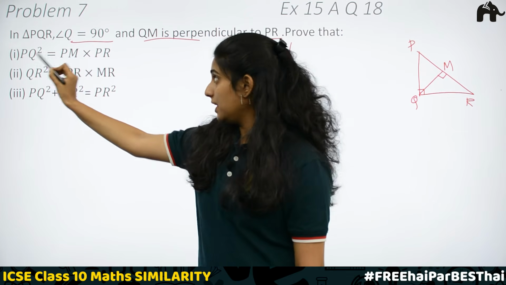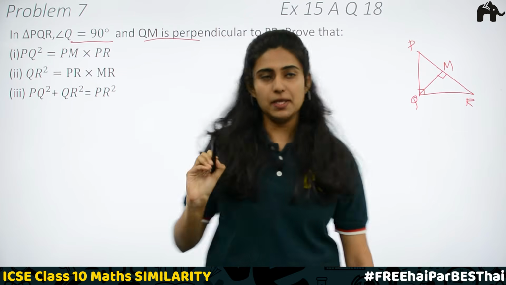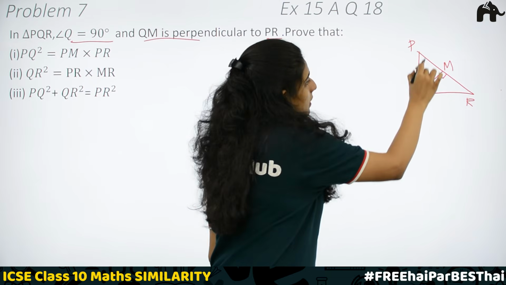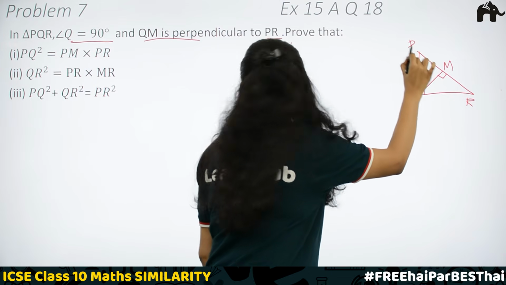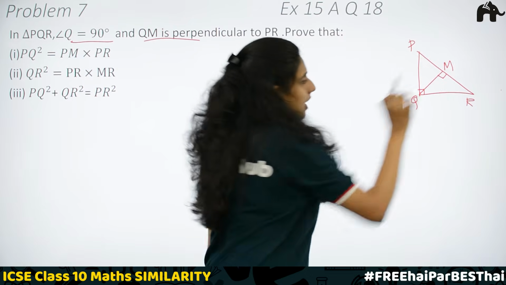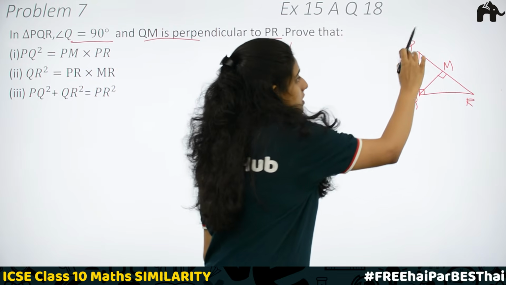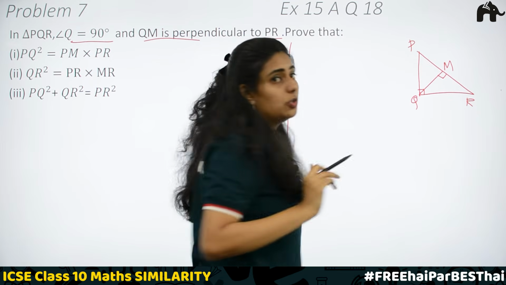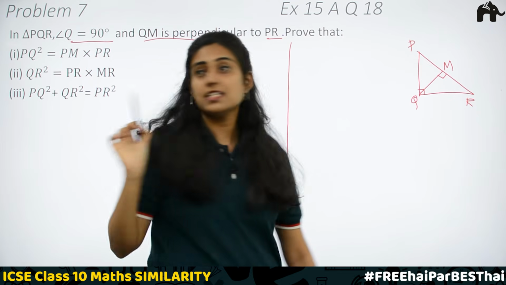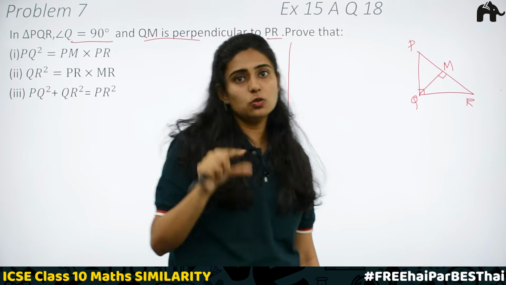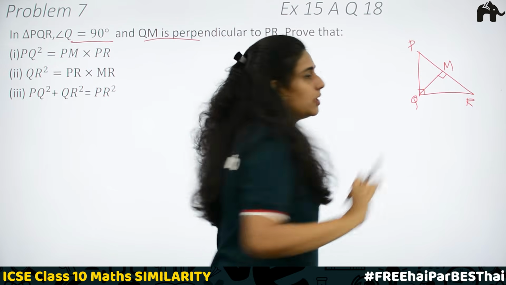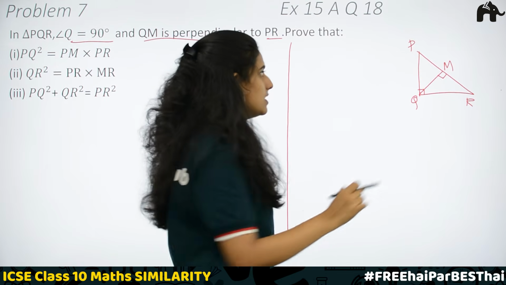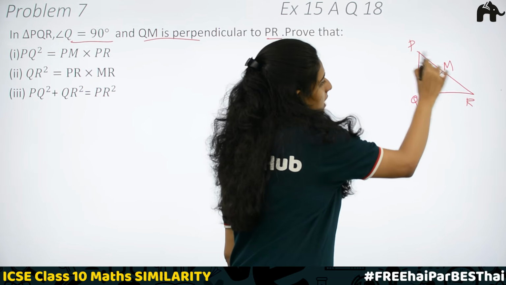We need sides PQ, PM and PR. So the triangles should be chosen such that PQ is common to both the triangles. Only then will we get PQ square. We need PQ two times. What else is needed? PM is needed and PR is needed.